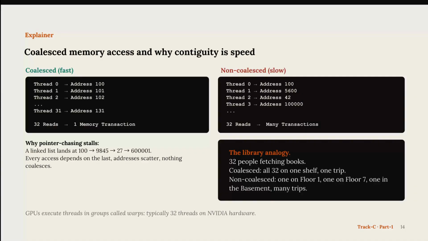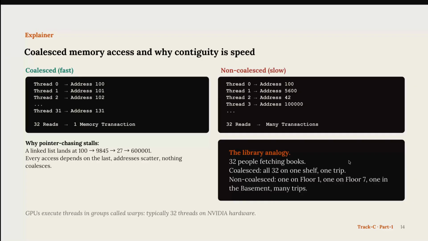Imagine 32 people are trying to fetch books. If all the books are on one shelf, I only need to make one trip. But if they are not, I will have to go to one floor for one book, then identify where the second book is, then go to that floor. There are multiple trips involved here.